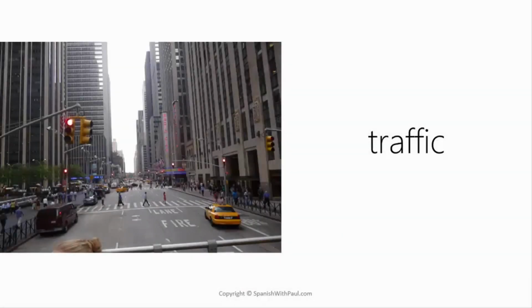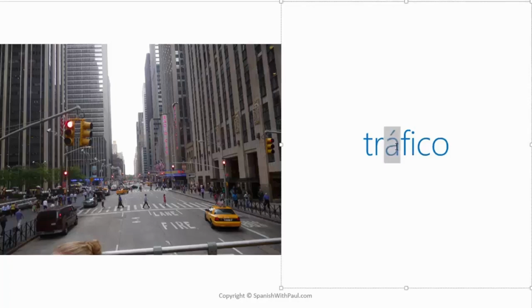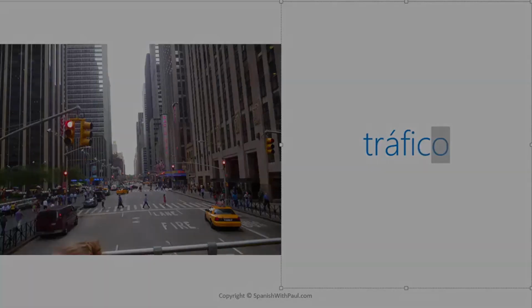The next word that comes to mind is traffic, and certainly a lot of that in New York as well. This is a word we came across in level 1 when we were going through our cognates. So traffic would be tráfico. Notice that we have an accent over the A, so it would be tráfico, but here we stress the A, so tráfico up the front. And it's ending in O, so it's going to be a masculine word. So the traffic would be el tráfico.